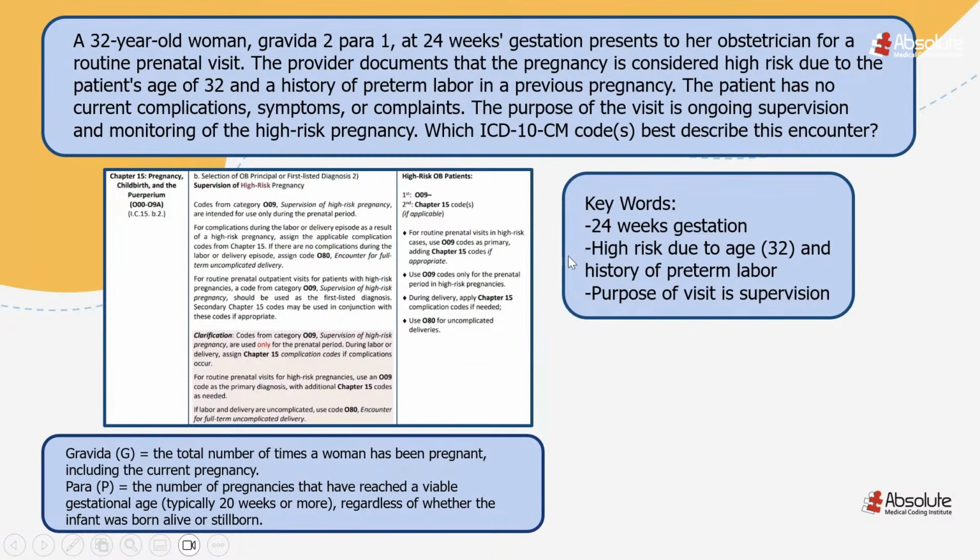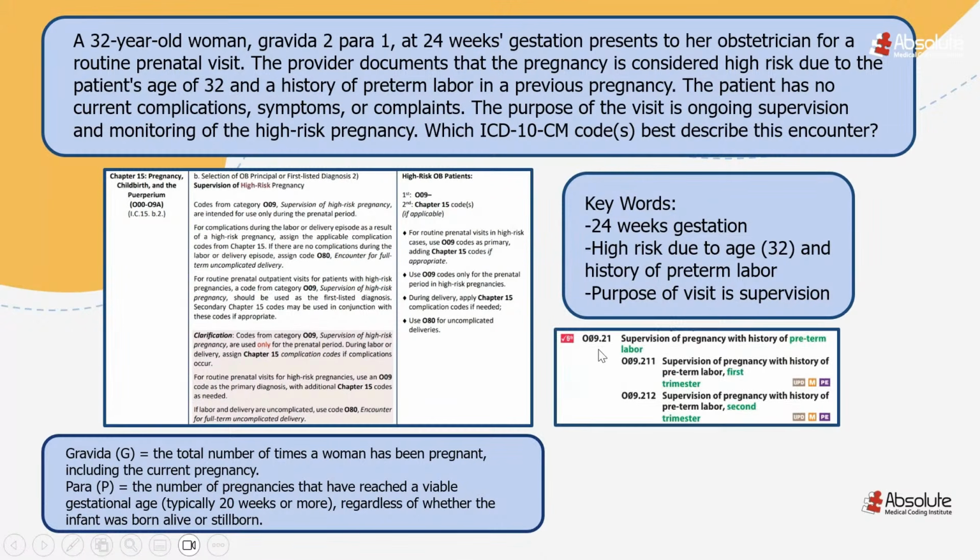So we are going to go into our ICD-10 manual. We are going to look and see what appropriate code from that category is going to best describe this encounter. And then we see right here the right one was going to be O09.212, which is going to be supervision of pregnancy with history of preterm labor, second trimester, because this fits the trimester that she's in. It fits why it is a high risk pregnancy and why she specifically came to have treatment, which is the purpose of the visit: ongoing supervision and monitoring of that high-risk pregnancy.